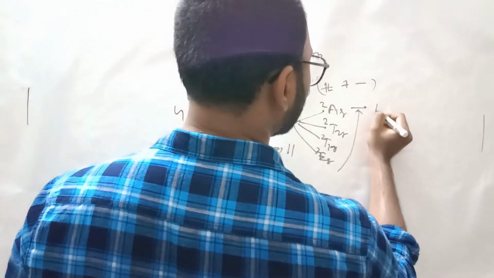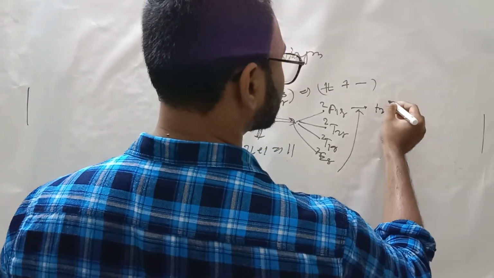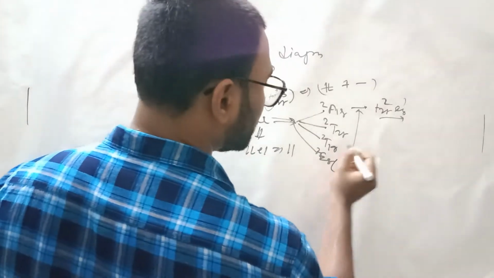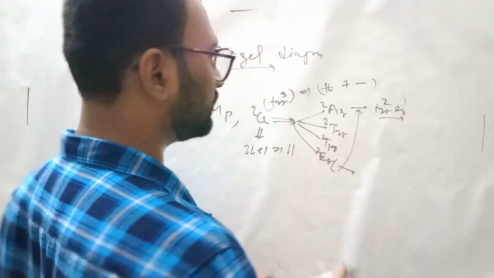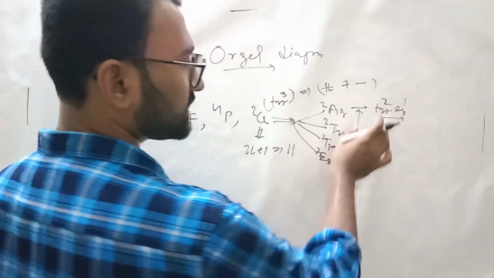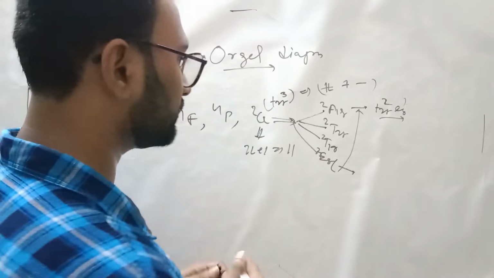How does it come? T2g actually comes due to the lowest energy, and you already know that these terms are high energy, as we mentioned.